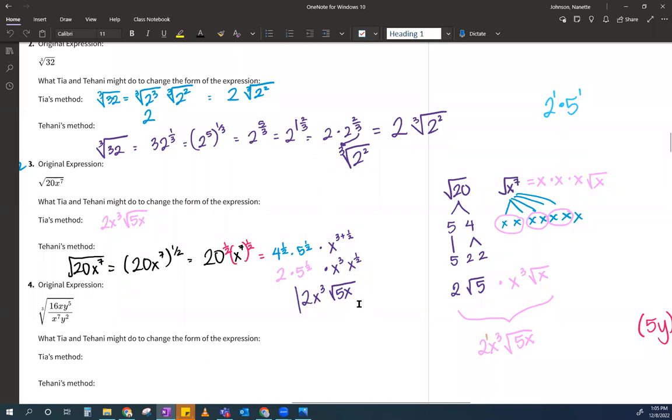So if I had to make you vote right now, whose method do you like better, Tia's or Tahani's? Yeah, most people like Tia's method. But here's what you don't realize. Tahani's method is just the same. It's just in a different language. Remember how we talked about radical languages versus exponent languages?